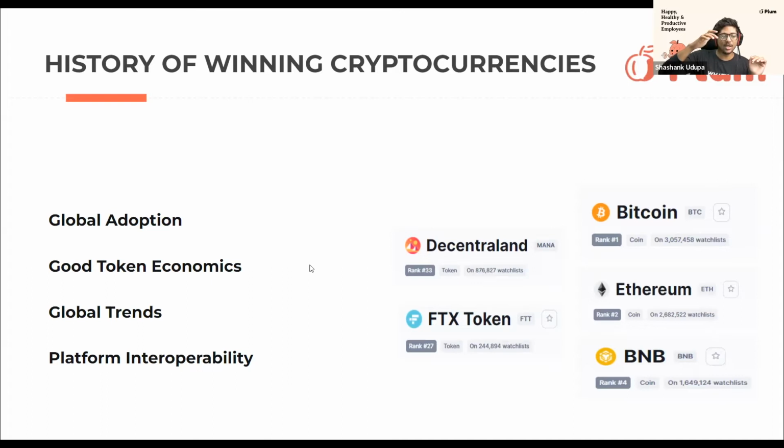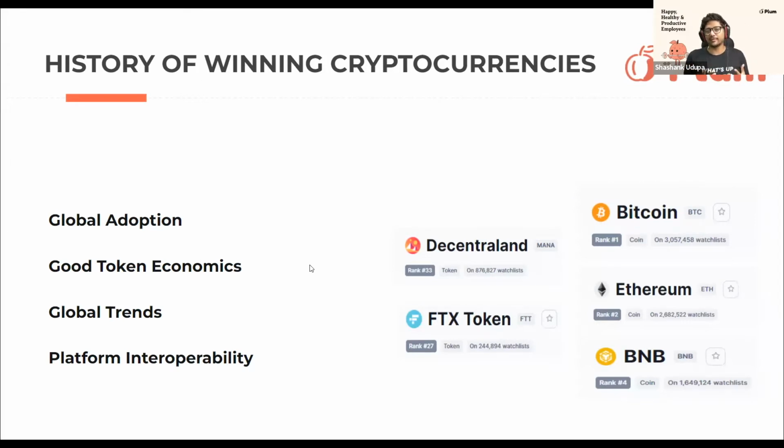Now, good token economics. What is token economics, or tokenomics as they call it? Every token, every coin that is launched, say Decentraland, Ethereum, BNB, Bitcoin, all of these coins have a certain number of supply. I'm going to link it to the stock market so it's easy to understand. When a company is listed, they have a number of outstanding shares, say 100 shares. If 200 people want these 100 shares, the demand is obviously higher and the price goes up.